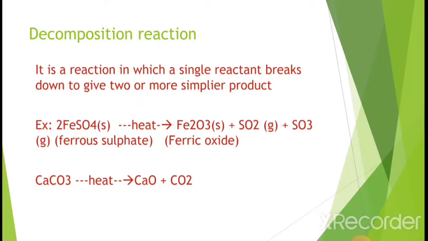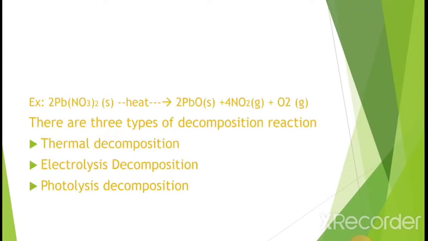And next one is calcium carbonate. When it is heated, it gives calcium oxide and carbon dioxide. Another name for calcium carbonate is limestone. And decomposition reaction is always carried out by heating. You have to remember it. Next, another important equation is lead nitrate. When it is heated, it gives lead oxide as well as nitrogen dioxide and oxygen.